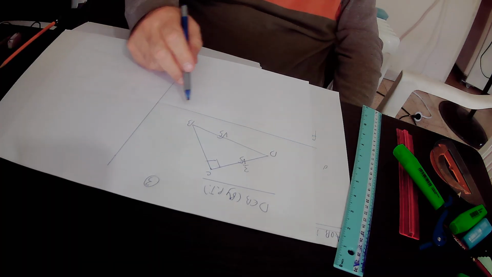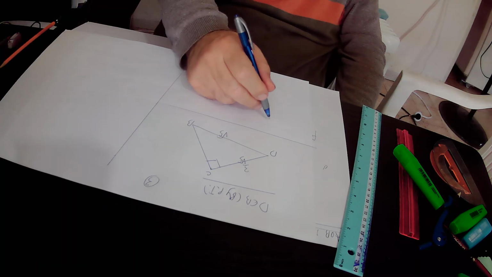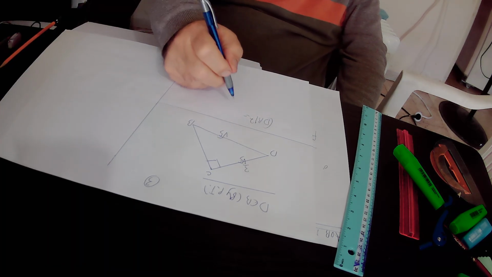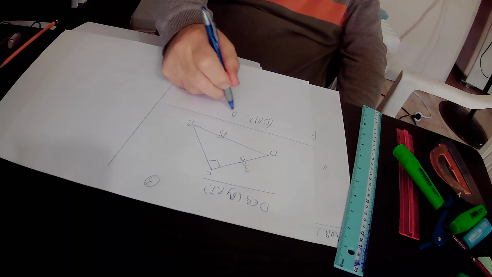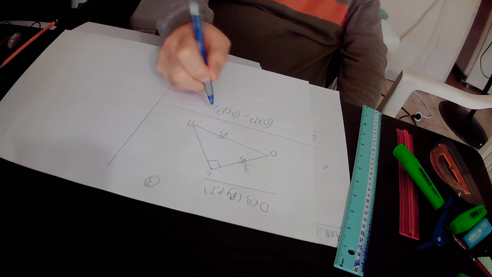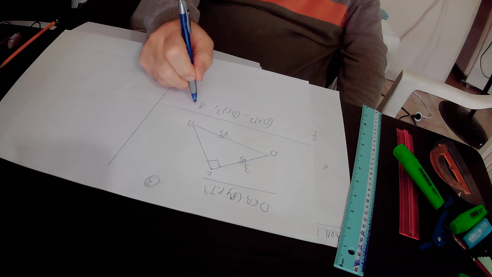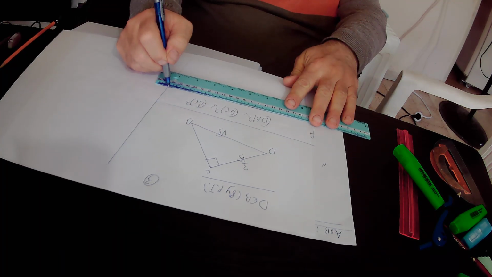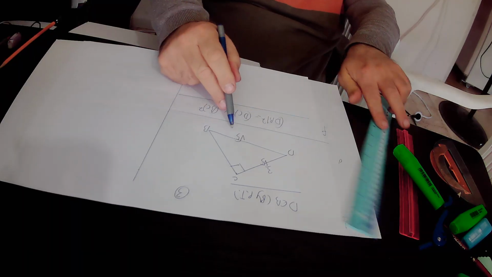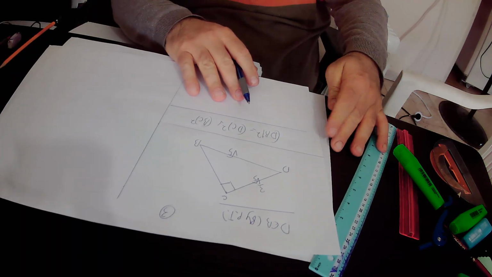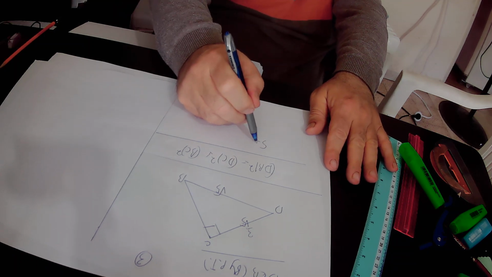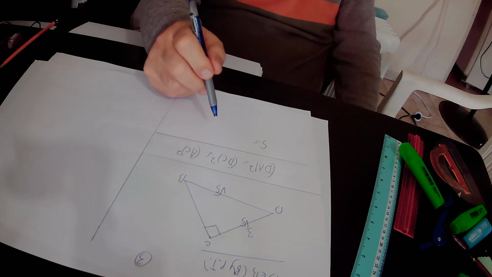the square of the hypotenuse is DB square, and it must be equal to DC square plus BC square. DB is square root of 5, therefore DB square is square root of 5 squared, that is 5, and it is equal to DC square.